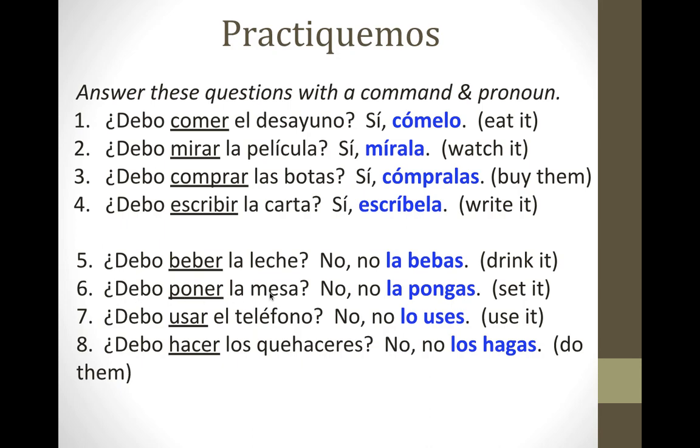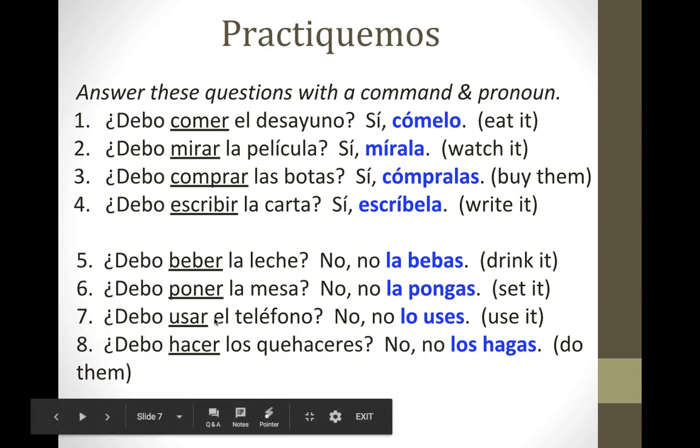6, should I set the table? No, no la pongas. Did you do this negative command correct here? Okay, remember to form a negative tú form command, you got to go to the yo form, drop the O, and add the opposite tú form ending.